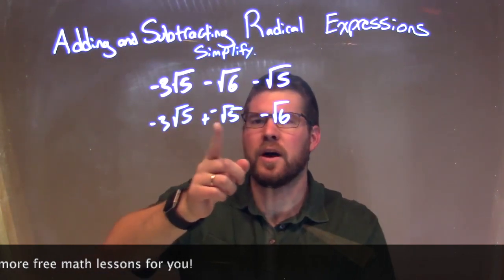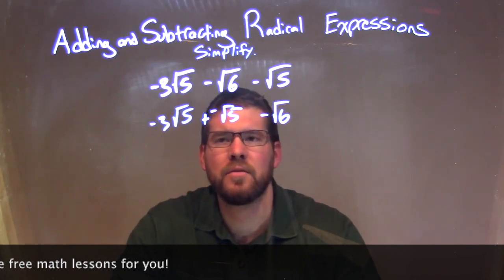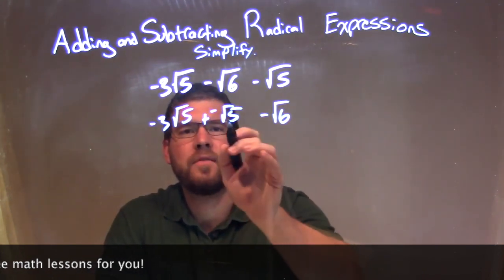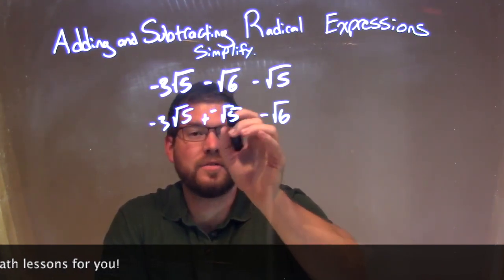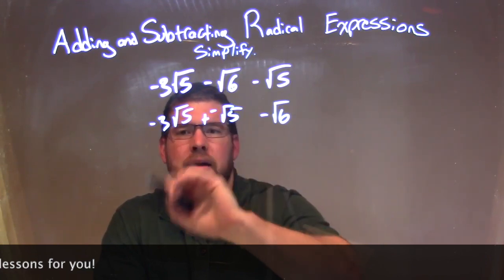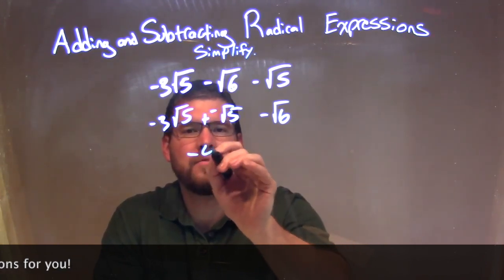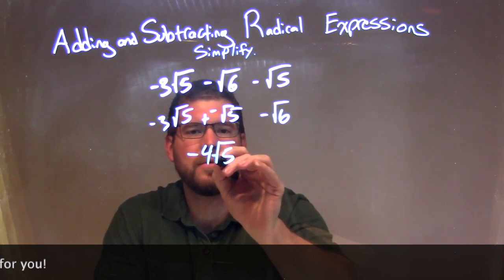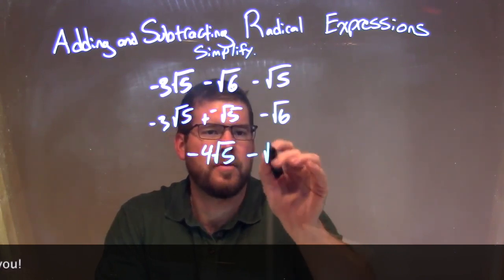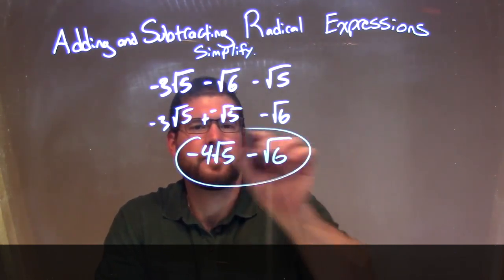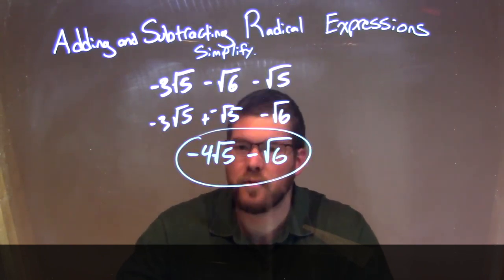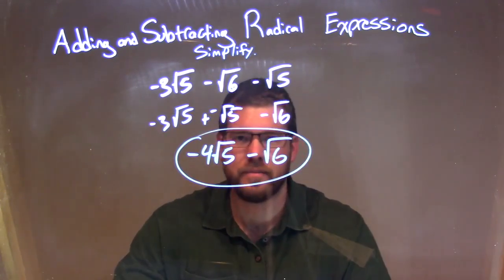Negative 3 square root of 5 plus negative square root of 5. Well, since they have the same square root of 5 there, we can combine the numbers out in front. Negative 1 right there, and negative 3 gives me negative 4. So we have negative 4 square root of 5 minus, bring down the square root of 6, and there we go. Our final answer here, negative 4 square root of 5 minus the square root of 6.